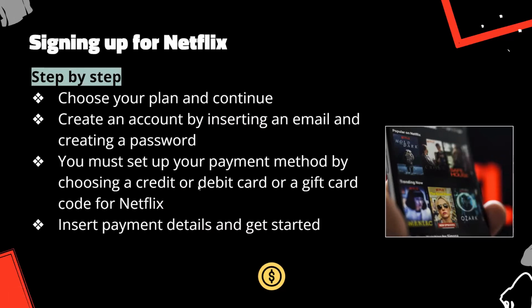And you must set up a payment method by choosing a credit or debit card or a gift card code from Netflix. Once you sign up, you're going to have to put in your payment before you have access to the shows. And then you'll insert your payment details and get started.